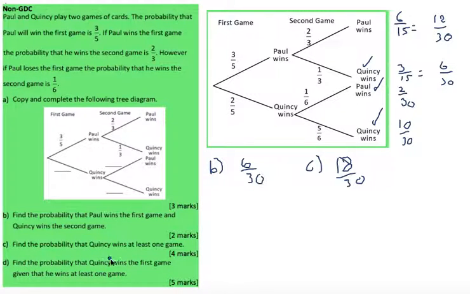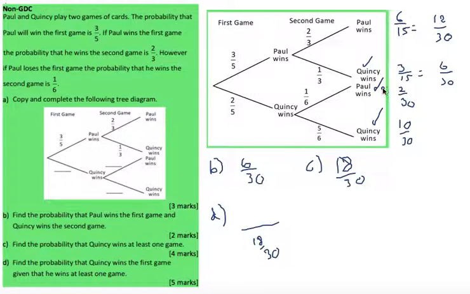Find the probability that Quincy wins the first game, given that he wins at least one game. Now, the given that is a big thing here. Given that he wins at least one game. So on the bottom, I'm going to put the probability that he wins at least one game. Now, I've already done that here, so I'm going to put this probability on the bottom. And I'm going to go back to the top. Find the probability that Quincy wins the first game.